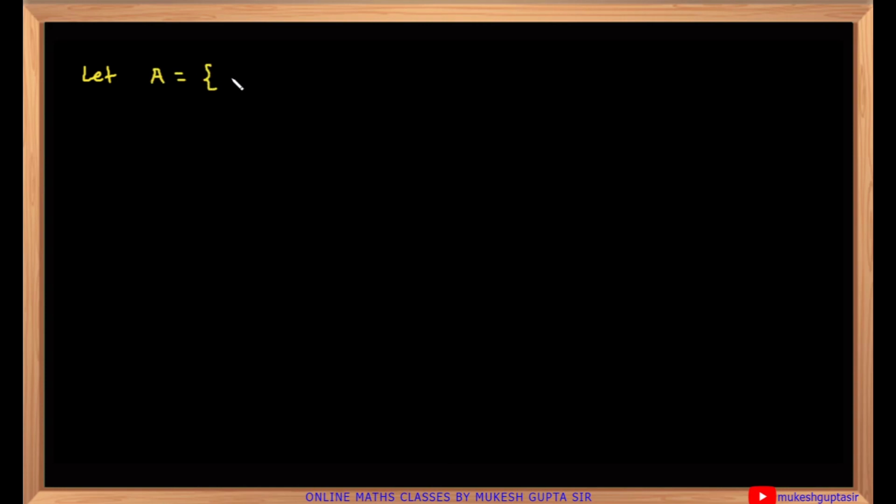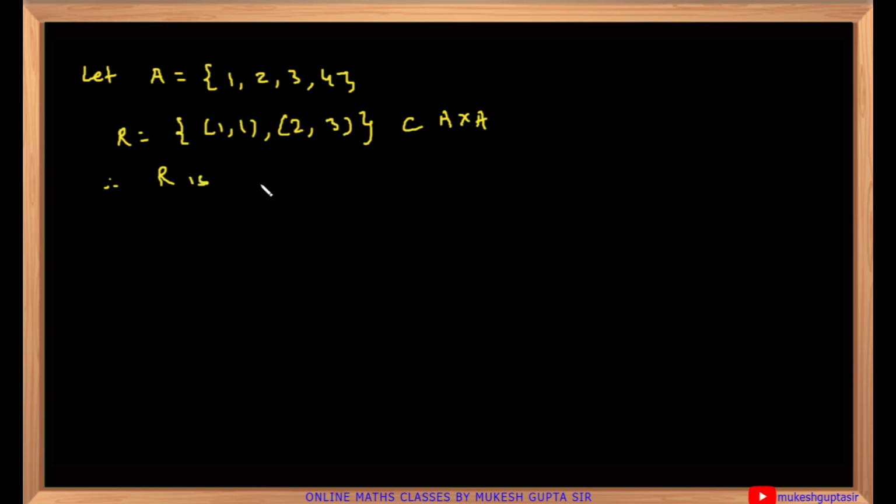Let us write an example. A = {1, 2, 3, 4}. R = {(1, 1), (2, 3)}. It is a subset of A cross A. By what rule these elements are written? We are not bothered right now. Here R is a subset of A cross A, so R is a relation in A.